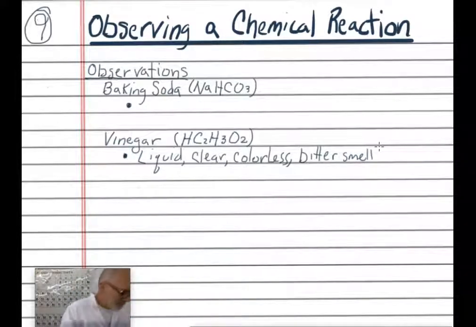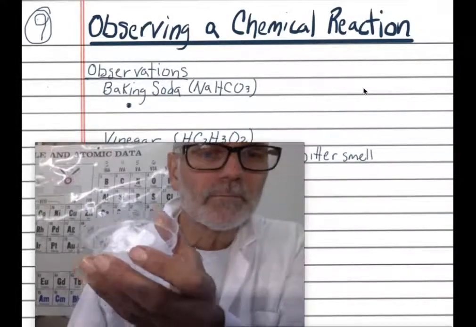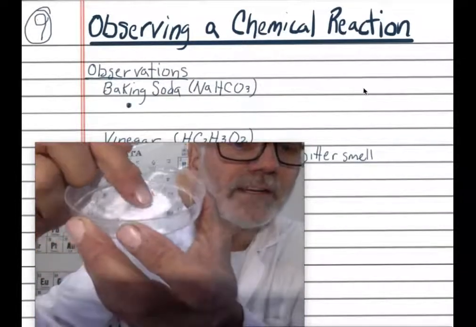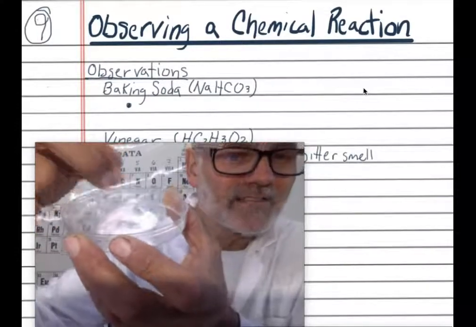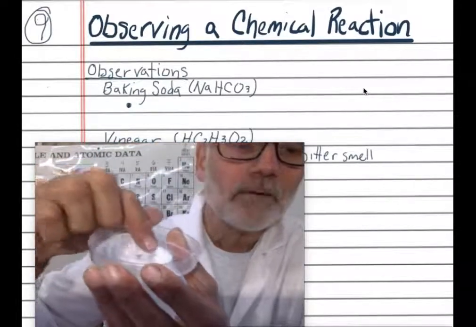Okay, next, we are going to take a look at baking soda. Here's baking soda. NaHCO3 is the chemical formula for baking soda. If we were to look at this just through the Petri dish, let me make this a little bit bigger. If I put my finger in here and move it around a little bit, you notice how powdery it is, right? Does it have a color? It's white. So we have a white powder.